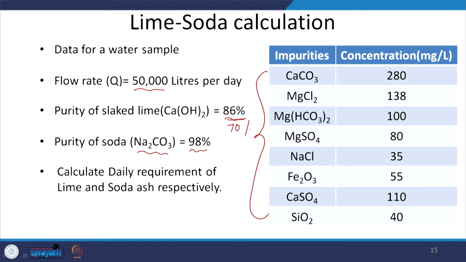First thing is to understand, per liter, how much lime or soda ash I need to add. Once I have that, I have the flow rate, which is volume per time, liters per day, and then I will be able to calculate the required lime or soda ash per day. It is pretty simple. So, the first approach is to look at this. As I can see, I have calcium here, magnesium here, and also calcium here. Calcium is associated with carbonate hardness, and calcium is also associated with non-carbonate hardness.